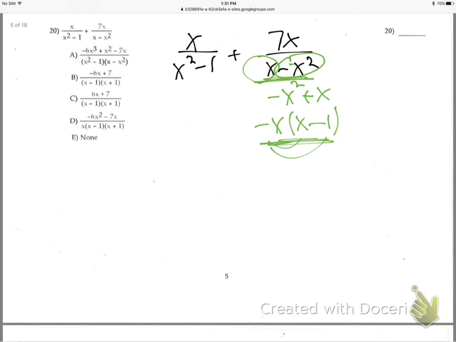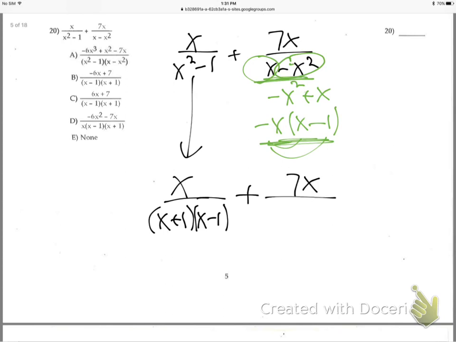So now, let me factor this other one, x plus 1, x minus 1, that's this one, plus 7x over minus x times x minus 1. Am I going too fast? Does that make sense? I want you to be able to see this. Do you see what happened? Everybody see that? I just reordered this original, right? Let's put the minus x squared in the front, the plus x in the back, factored out the negative x.